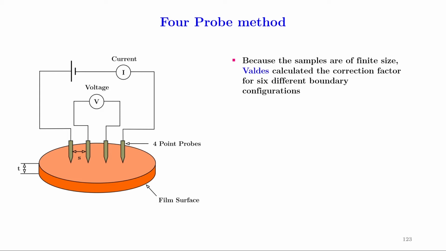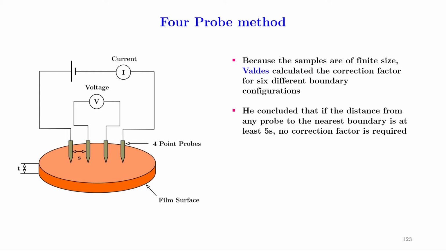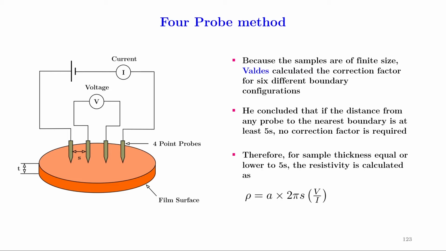Because the samples are of finite size, Valdez calculated the correction factor for 6 different boundary configurations. He concluded that if the distance from any probe to the nearest boundary is at least 5 times S, no correction factor is required. Therefore, for sample thickness equal to or lower than 5S, the resistivity is calculated as ρ equal to A times 2 pi S times V by I, where A is the thickness correction factor.